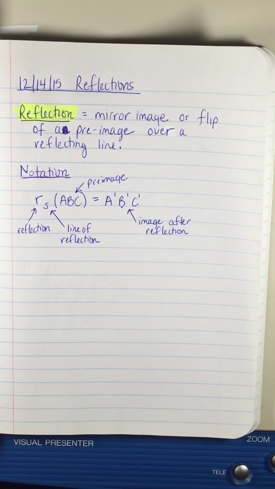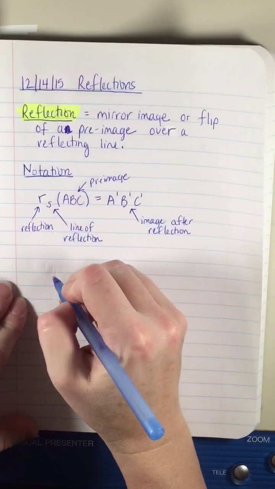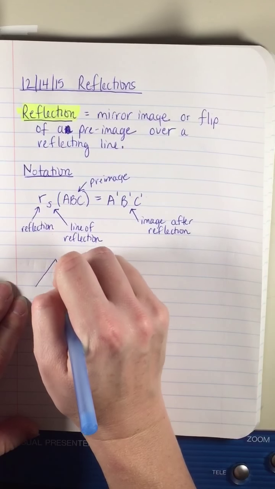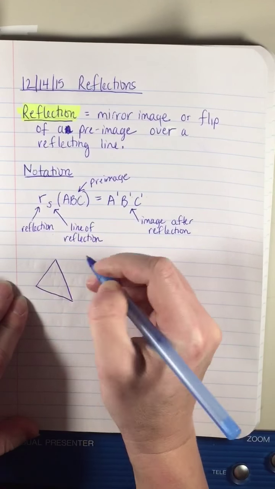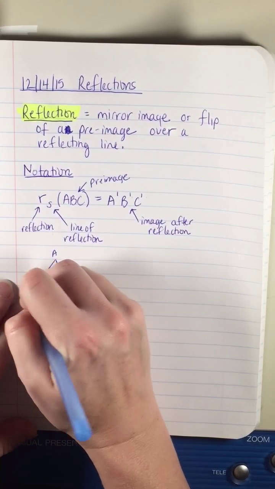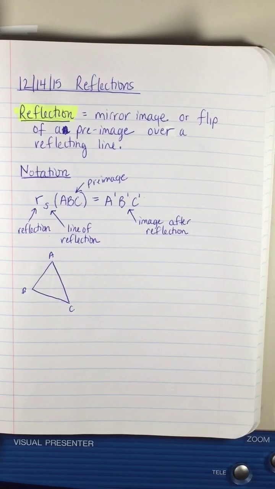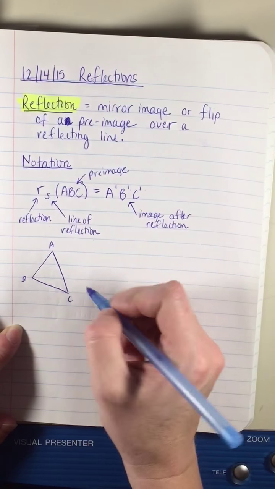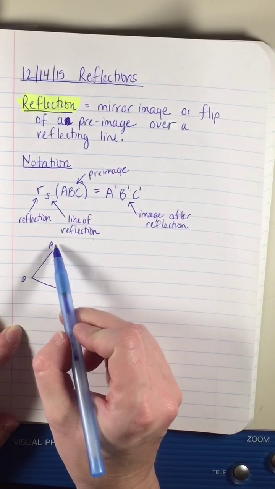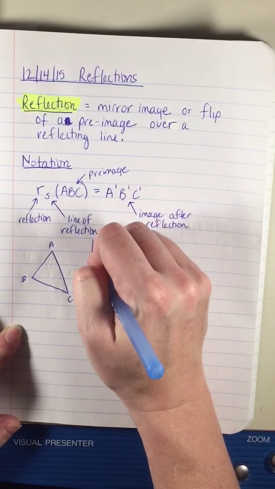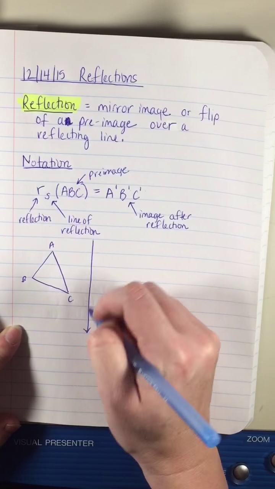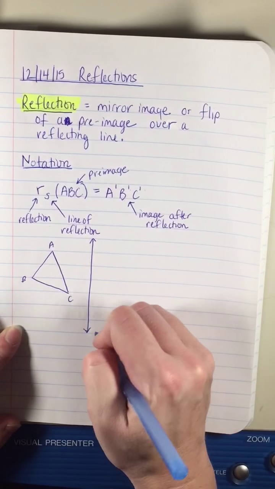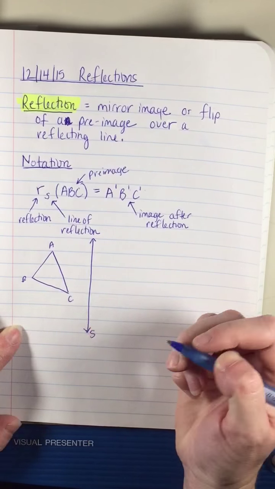Okay, so if we look at this triangle, this is A, B, C. I'll let you guys catch up here for a minute. So we have ABC. So that's our pre-image. I know it's a pre-image because there's no primes. So the line that I'm going to reflect over is this line that I drew here. I'm going to label it S.